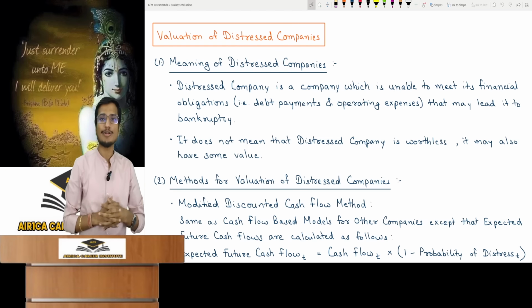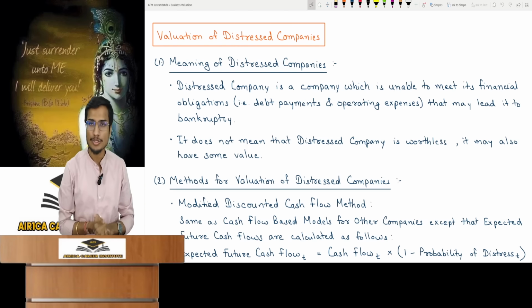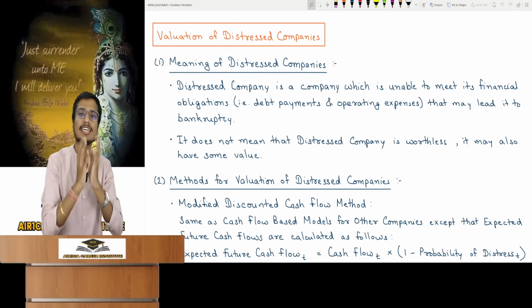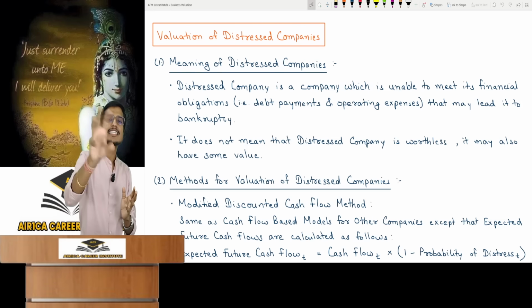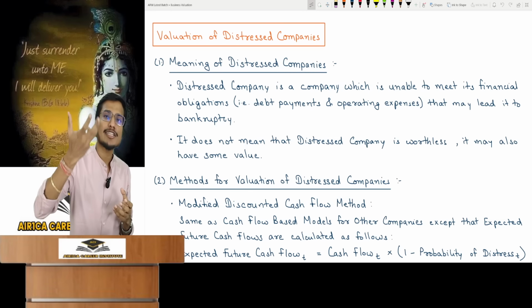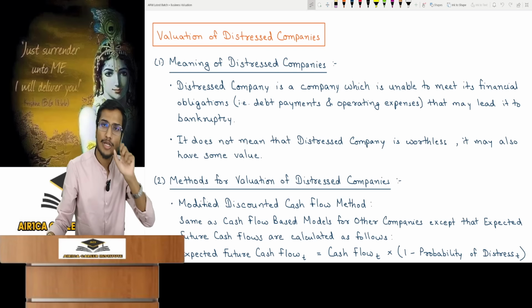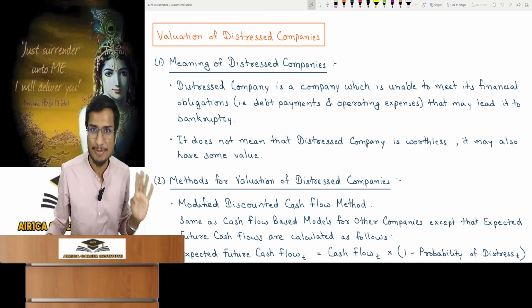To value distressed companies, we first need to understand their meaning. A distressed company means a company that is in a state of extreme sorrow and severe pain. If I were to give the Hindi meaning of distressed, it is extreme sorrow or severe pain, a company in tremendous grief. Stress means a person is in sorrow. Distress means they are in immense sorrow, that's all.